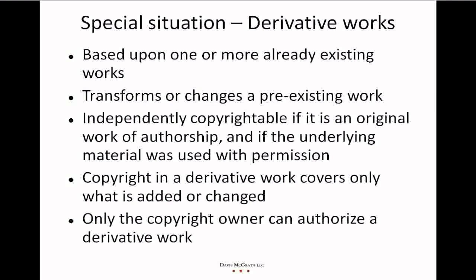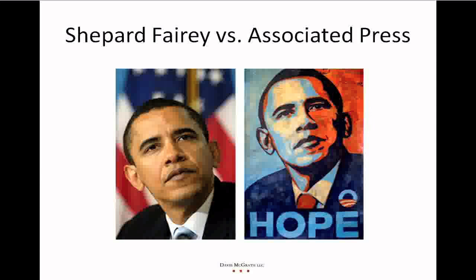So here's an example that came out in the last few years, the Shepard Fairey case. The Associated Press claimed copyright ownership in the photograph on the left, which was then modified by Shepard Fairey into the poster on the right. This case came down to some fair use principles and so forth, but the actual claim that's made here is copyright infringement because they're claiming that the poster on the right was an unauthorized derivative work.